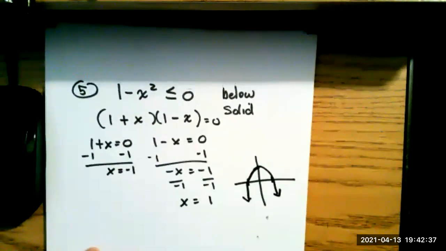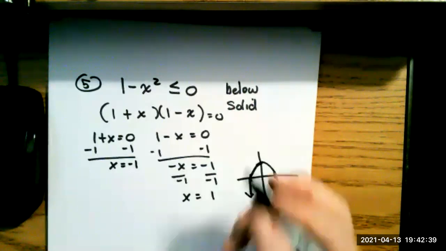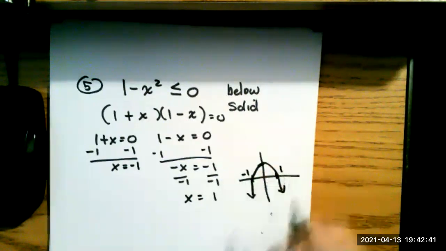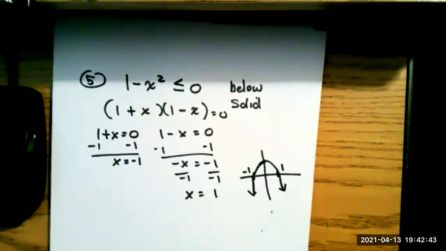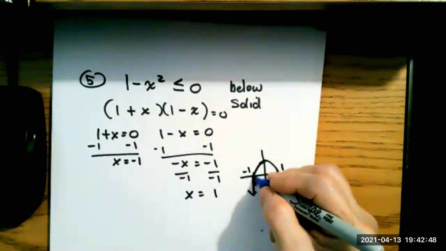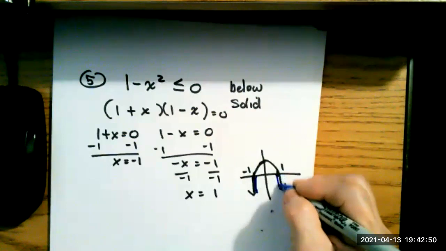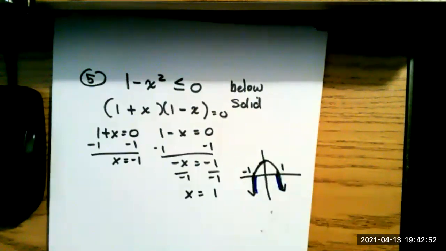Okay. And I want the part that's below the line. So I'm looking at the part that's below the line. So it's down here, this part, and down here on this part, not the part that's above the x-axis.